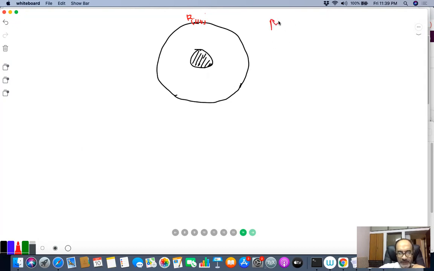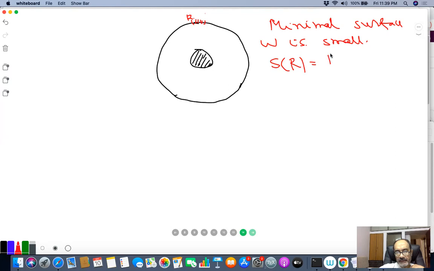So the minimal surface W is small. So S of R is area of W over 4GN, which will be almost 0, because area of W is 0. Now let's look at the complement.